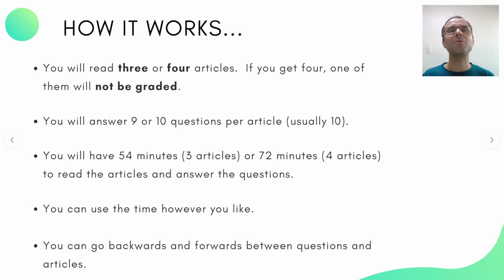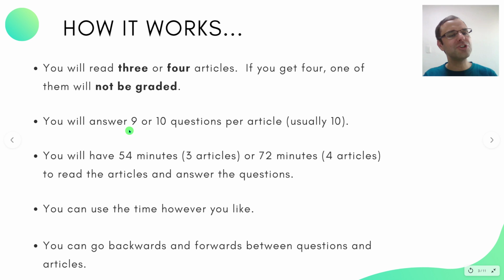All right, so how does the reading section of the TOEFL actually work? Well, please know that you will read 3 or 4 articles. If you get 4 articles though, one of them will not be graded. Of course, you have no way of knowing which one will not be graded, so you have to do your best on every single question. This article that's not graded is what ETS refers to as an experimental reading passage.